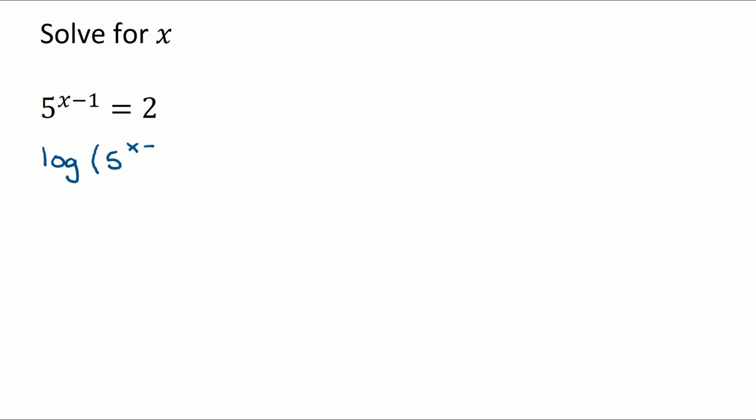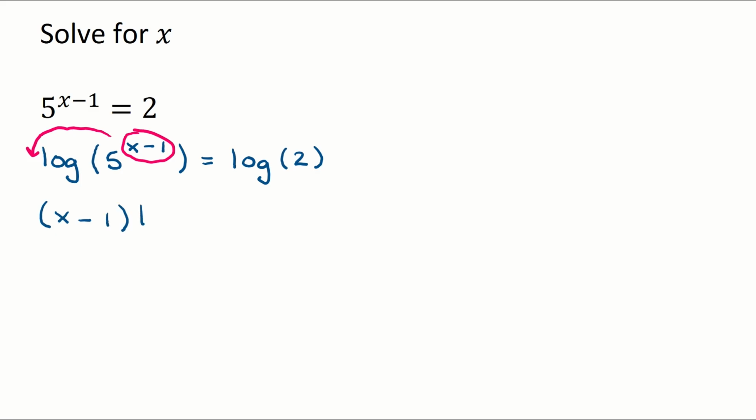So think about this. If you take the log of both sides, you now can apply the power rule and take this exponent and bring it out in front. So it is much easier to solve for x once we do this. We get x minus 1 times log of 5 is equal to log of 2. Now think about how you want to solve for x.